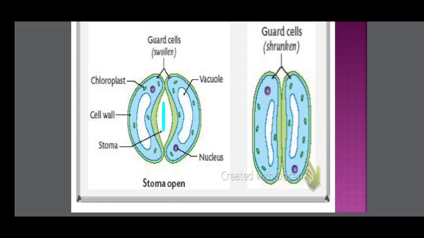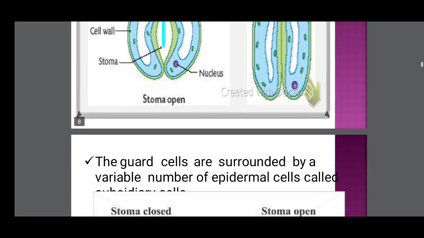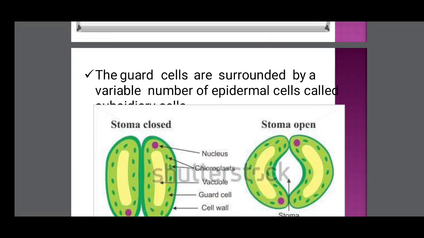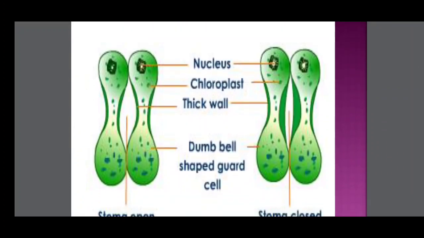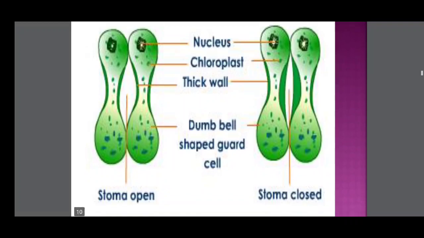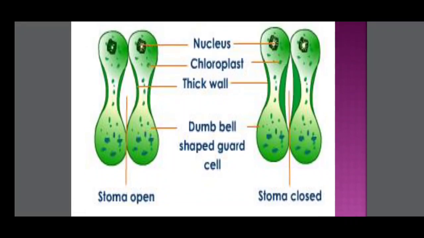So this is the guard cells. The first figure shows kidney-shaped guard cells, and the inner cell wall of the guard cell is thicker compared to the outer cell wall. The guard cells are surrounded by a variable number of epidermal cells called subsidiary cells. In monocots, the guard cells are dumbbell-shaped. The dumbbell-shaped stomata open and close because the middle cell wall is thicker compared to the apical cell wall.